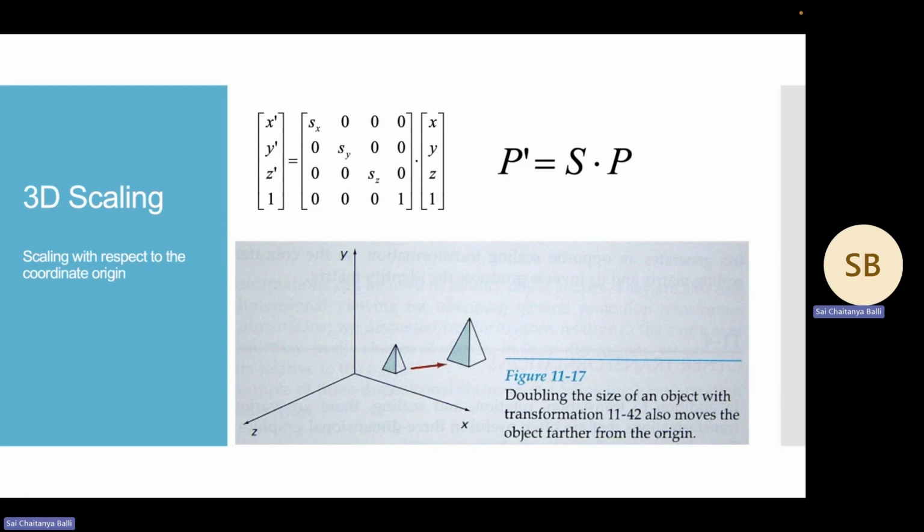As you can see, there is a pyramid-type object placed in the XY coordinate space. P is the point where the original object is placed. We move that object to the origin, then scale it based on the scaling factor, and then place the object back at the original point, which is P. That's how scaling is performed.